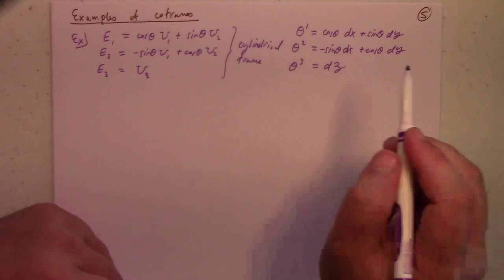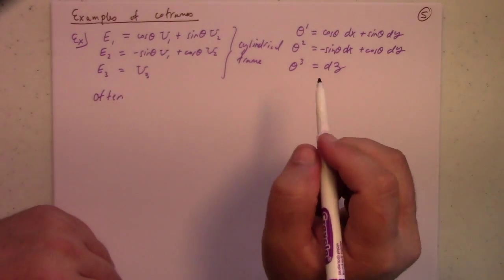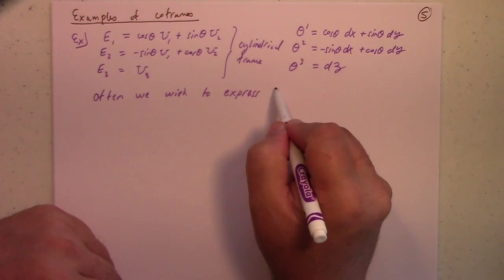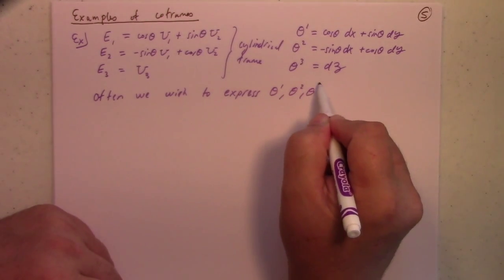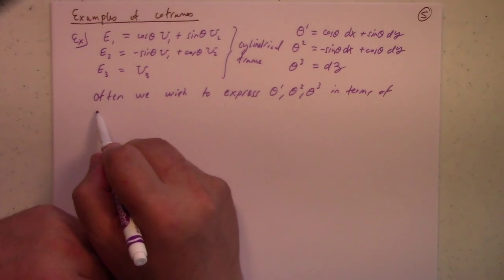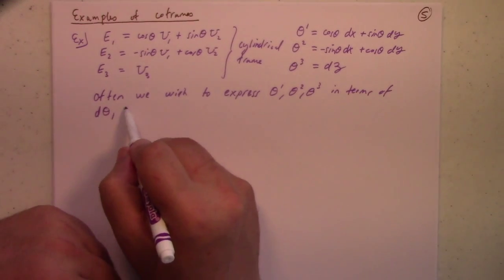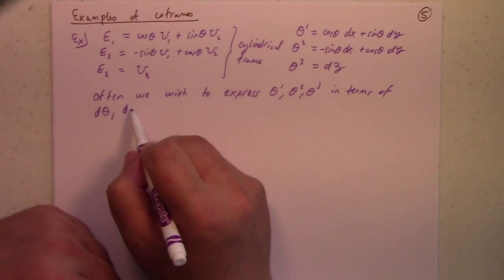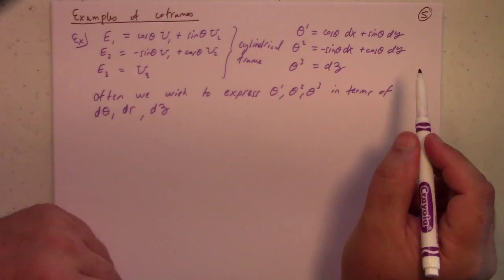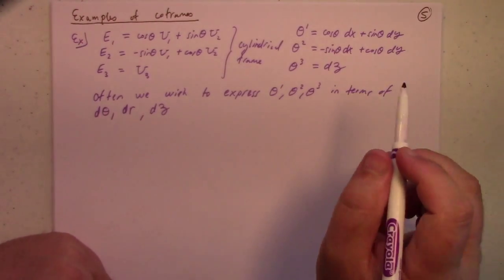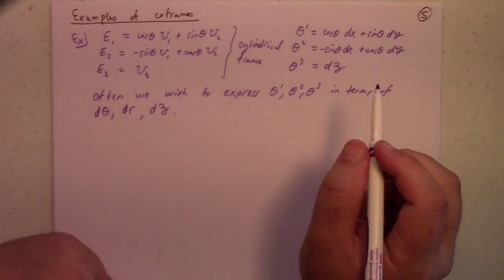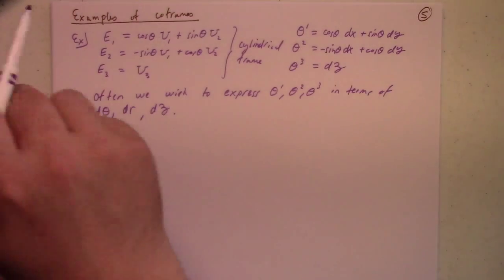Now, that said, oftentimes, and here's where it gets a little bit painful, we wish to express theta 1, theta 2, theta 3 in terms of differentials of the coordinates that we're using. And of course we got dr, right? And dz, well dz, got that one, good. But theta 1 and theta 2 are a little bit more of a pain. There's a variety of different ways to go at it. For this one, how did I do it?